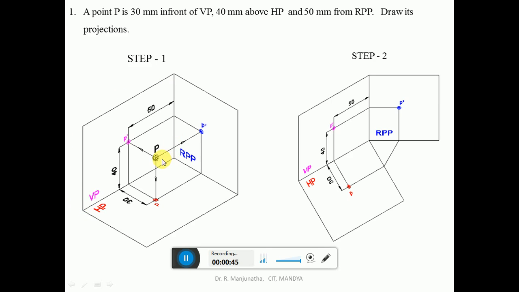So in this case, he says the right profile plane. When the observer is looking from the front view, the right profile plane will be on the right side. So we are considering the right profile plane here.